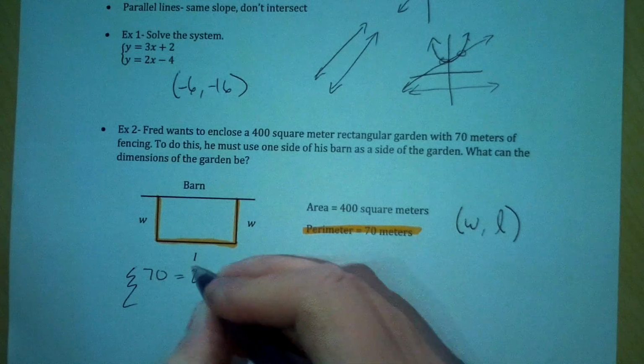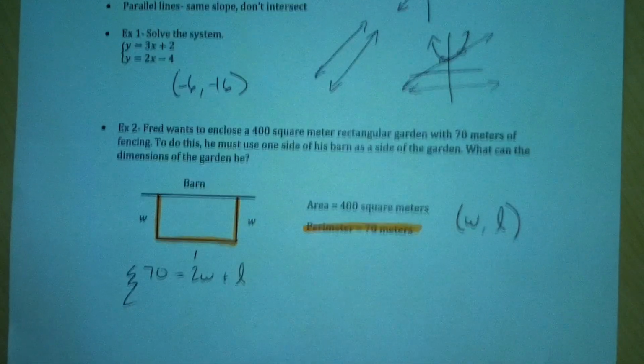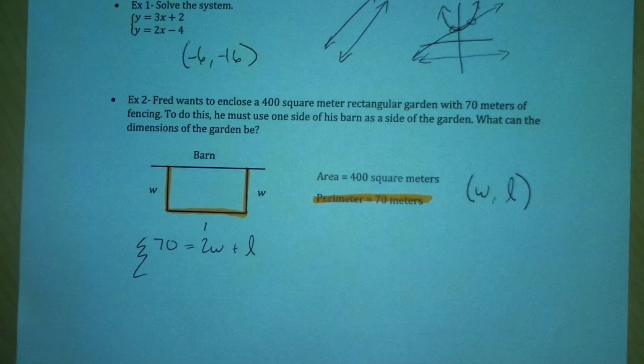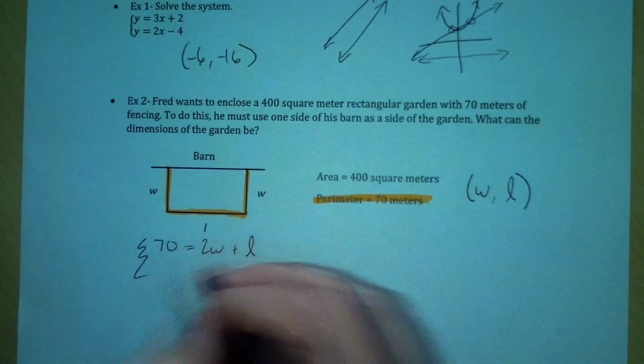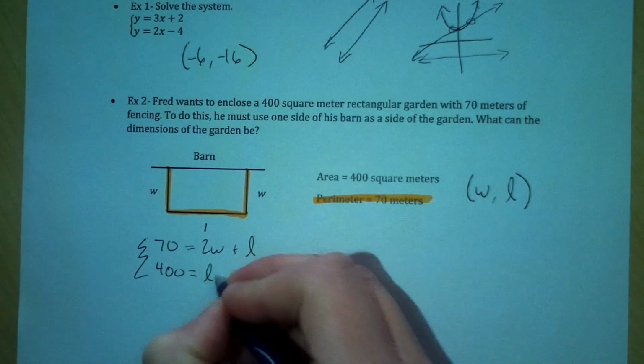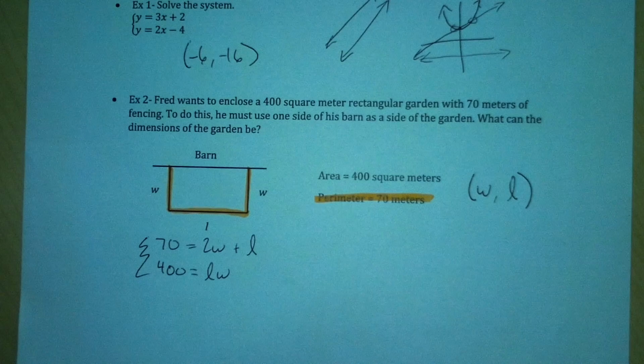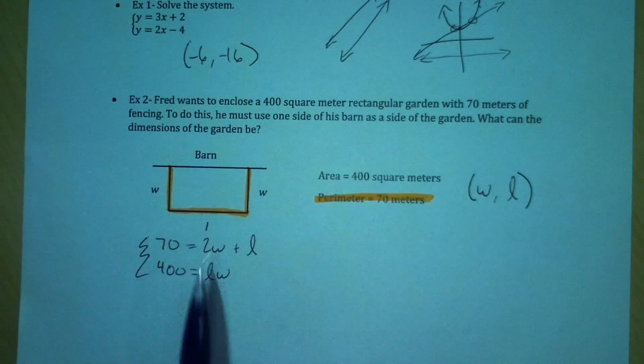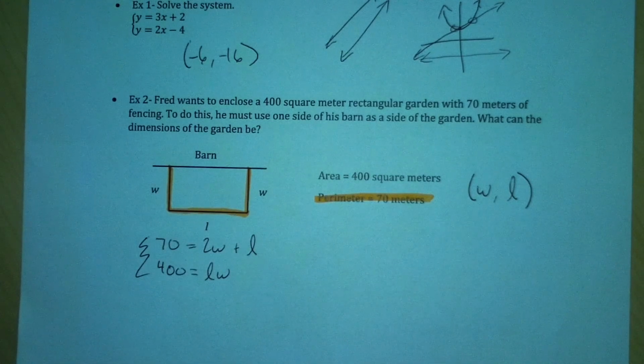Okay, so if I take that first one there, 70 is equal to 2W plus L. How do we get the L by itself? Minus 2W. So then we have 70 minus 2W is equal to L. So that's one we can use on our calculator. So I'm just going to rewrite my system here with that one instead. L is equal to 70 minus 2W.